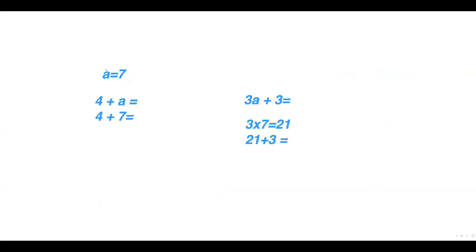All right, so now we're going to move on to a little bit harder. First we were trying to work out what the letter was. Now we know what the letter is. So we have a equals 7. So we do 4 plus 7. Remember, if the letter's on its own, it's just the single number. So we do 4 plus 7.